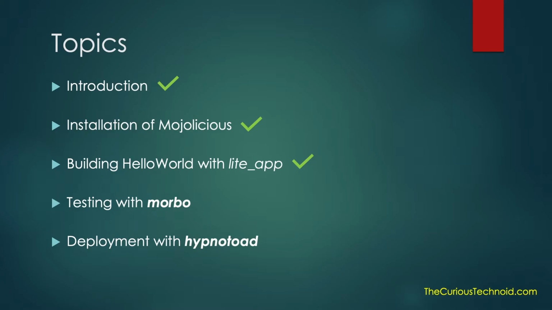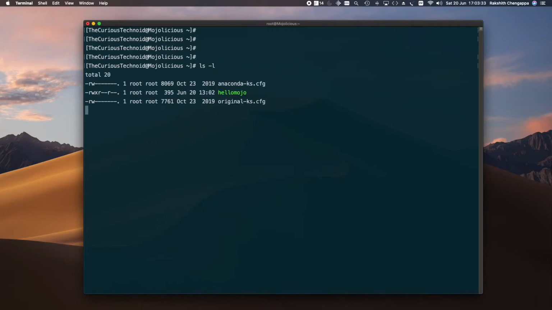Let's get back to the terminal. Let me list the files. We have the Hello Mojo file. I will just run morbo followed by hello_mojo. Hit enter. If your page does not have any issues, Morbo will tell you the URL where your web application is available. By default, Morbo runs on port 3000 and it usually runs in the foreground.